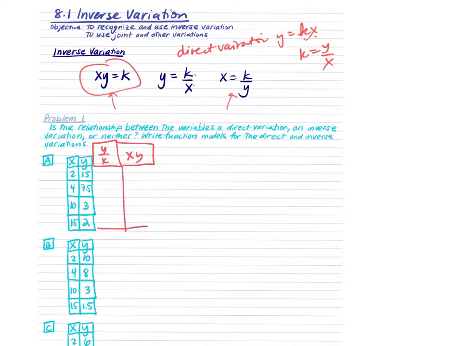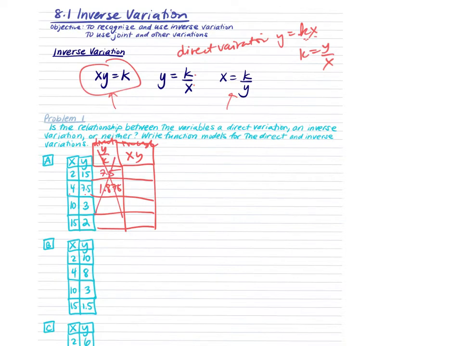If in either of these columns we get the same number for the whole column, then this would be direct and this would be inverse. If we get neither, the answer would be neither. So here, 15 divided by 2 is 7.5. Here we do 7.5 divided by 4, which is not 7.5, so it's not direct. They have to all be the same, so we can just stop after 2.